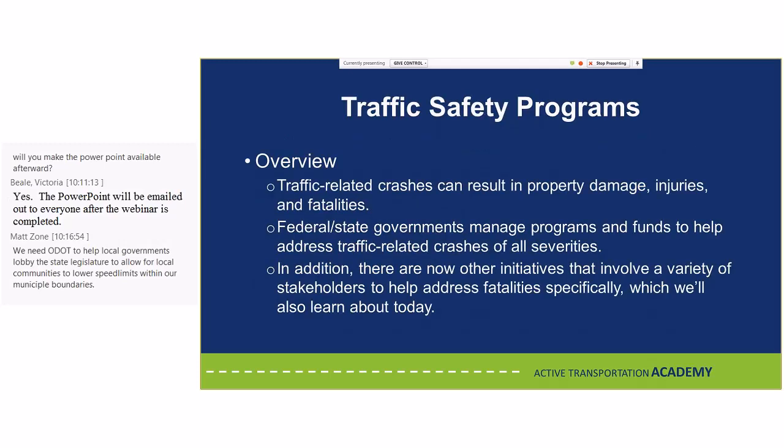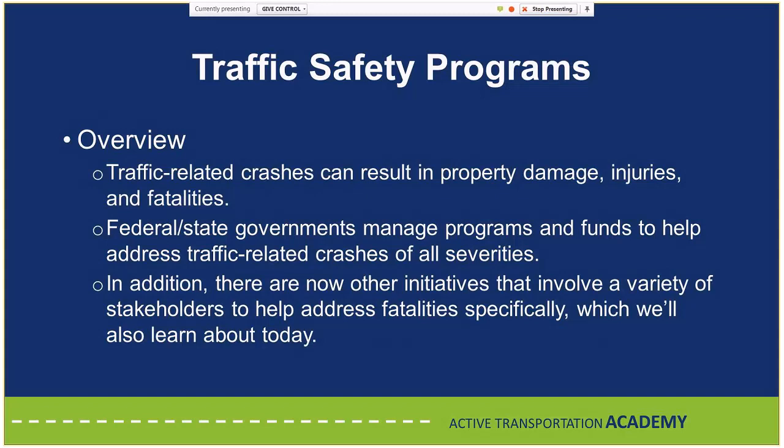So related to traffic safety programs in general, crash data categorizes crashes into three levels of severity: property damage, injuries, and fatalities. And so federal and state governments sponsor and manage programs and funds that help address traffic-related crashes of all of these levels. But then there's also, like I said, these initiatives that are focusing specifically on fatalities, which we'll learn about in class today.